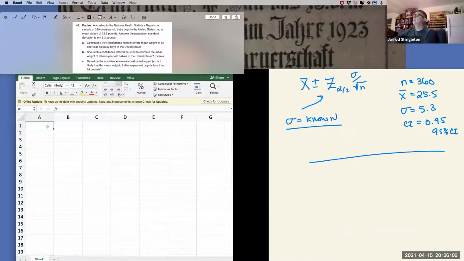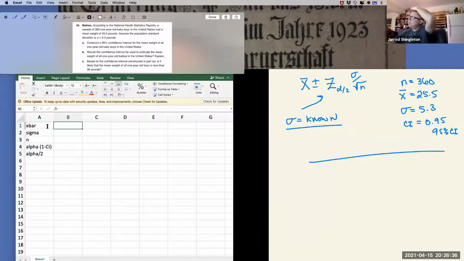Okay. What do we got here? I need my x bar. I need sigma. I need n. I need to calculate z alpha over 2, but I need a couple of things before that. I need my alpha, which is 1 minus the confidence level. Then I need alpha over 2, so it's just going to be the one above it over 2, to actually do the z alpha over 2.